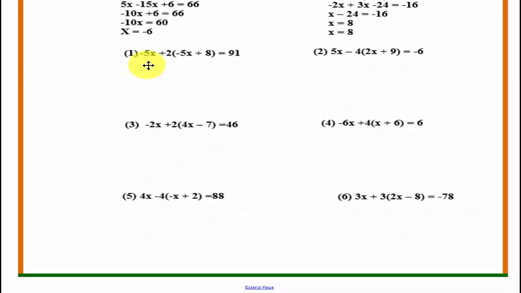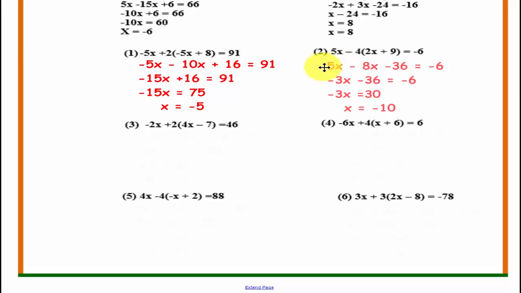Let's look at problem number 1. Here we have negative 5x minus 10x, because we have 2 times negative 5x, that's negative 10x, and 2 times 8 is 16, equals 91. Negative 5x and negative 10x is negative 15x plus 16 equals 91. And negative 15x equals 75. You have to subtract 16 from here and 16 from here, so we have 75. And divide this side by 15, and divide this side by 15. It's a negative, and x equals now negative 5.